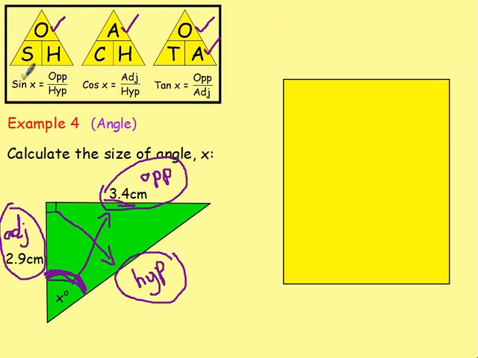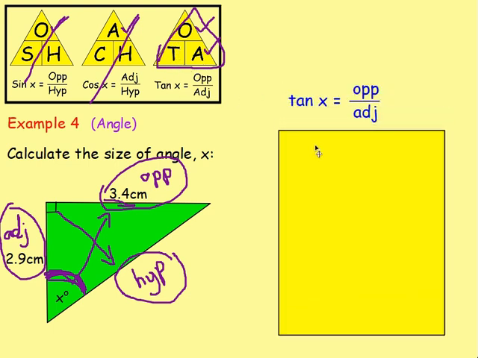That means there's 1 tick there, so we're not using SOH. There's only 1 tick here, so we're not using CAH. And there's 2 ticks here, so it means it's TOA, and it means it's tan that we are going to be using. Do we want the angle, the adjacent, or the opposite? Yes, the angle, so it's going to be tan x equals the opposite divided by the adjacent. So we'd write that down first of all. After that, sub in your numbers.